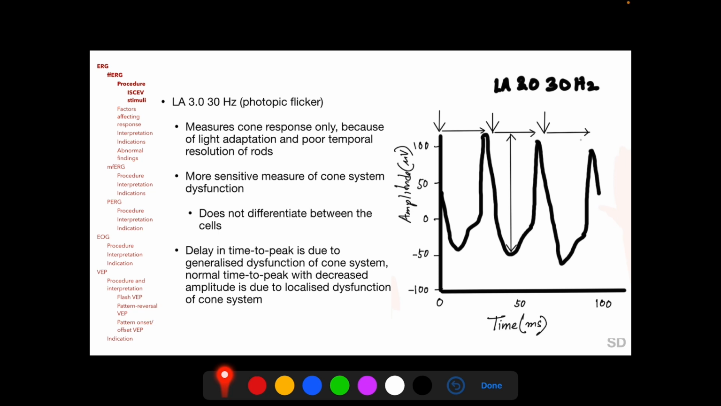Rods do not respond to the stimulus because of the high temporal frequency of the stimulus as well as the light adapted state. In generalized dysfunction of the cone system, there is delay in time to peak of the waves, and in localized dysfunction of cone system, the amplitude of the waves is decreased but their time to peak remains normal, and the time to peak of each of these waves is measured from the time of the corresponding stimulus which generates the wave.